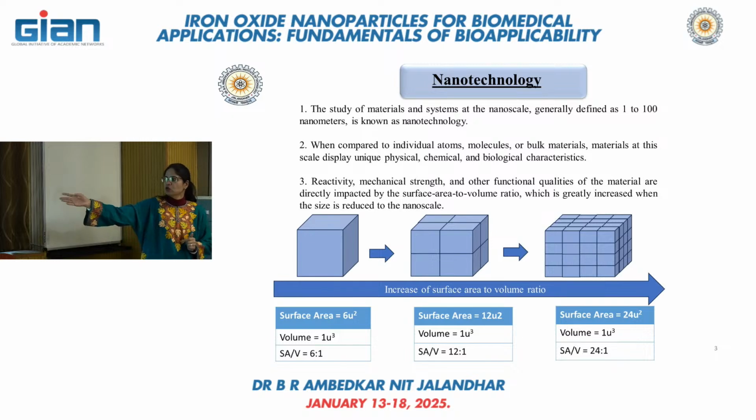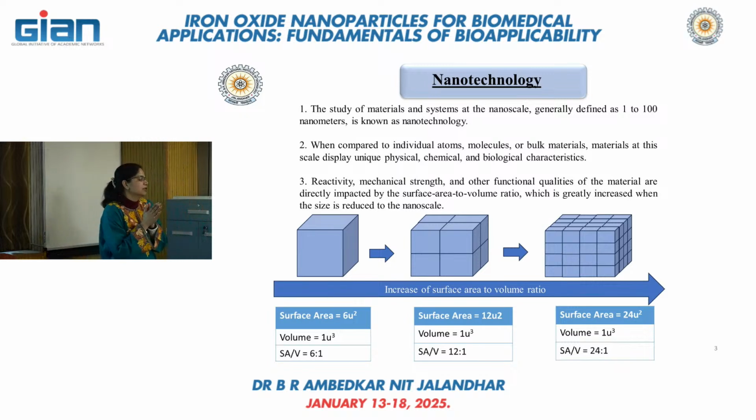So the surface area to volume ratio increases so much when the material is converted into the nano size. In the nano range, like in 100 nanometers, some materials show nanomaterial-like properties, the specific properties, at 50 nanometers, some show them at 80, but broadly materials show different properties than bulk materials below 100 nanometers.